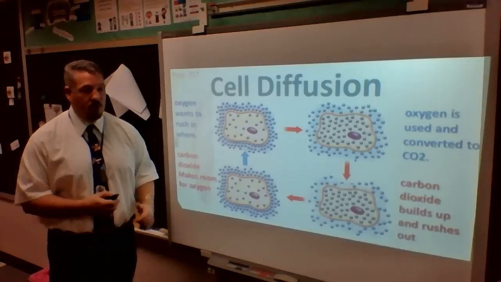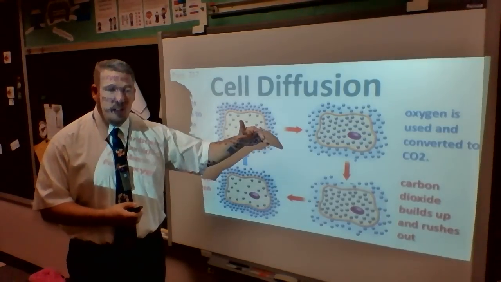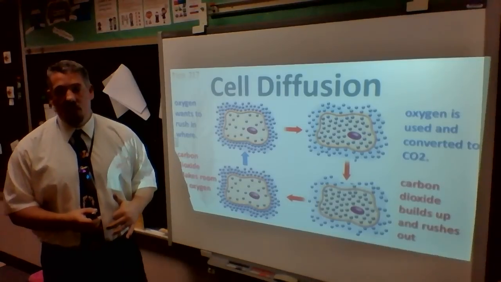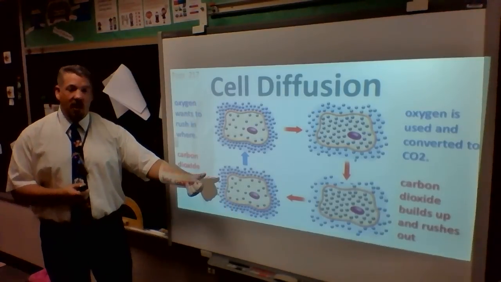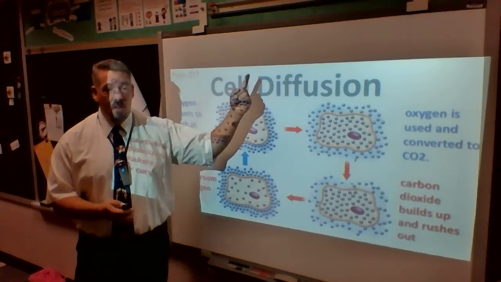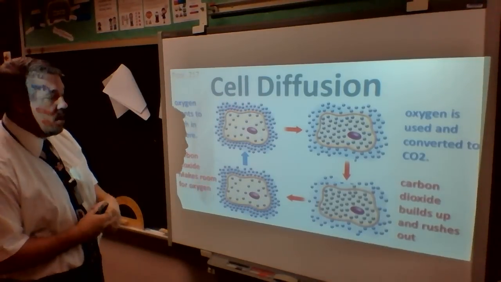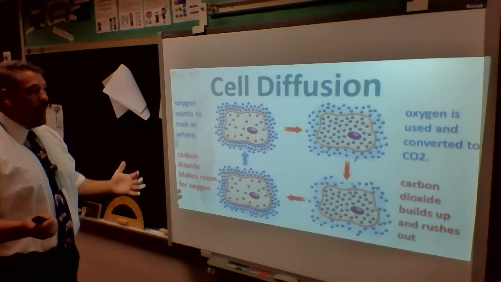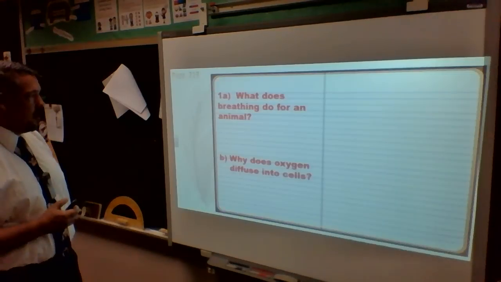Cellular respiration. The process of oxygen going into the cell when there's not enough oxygen, and then the carbon dioxide pushing out because there's not enough carbon dioxide in the blood, is called cell diffusion. It diffuses, so it tries to make an equal amount at all times.